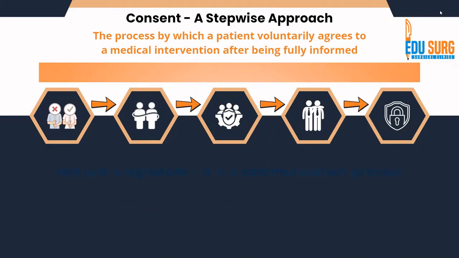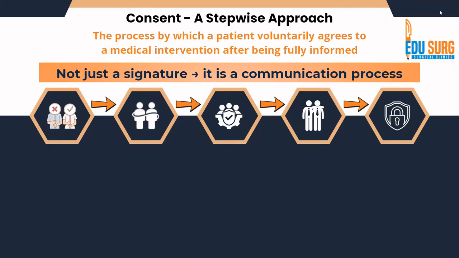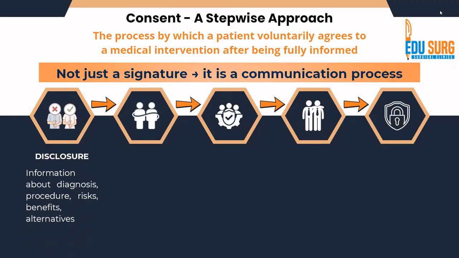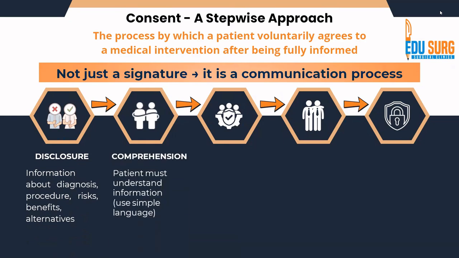Again, very important word. Like I said, this is the most important line of this presentation. Consent is not just a signature, it is a communication process. So the first step is disclosure. That is, you have to give the patient information about diagnosis, procedure, risk, benefits, and alternatives. So all this has to be discussed with the patient.